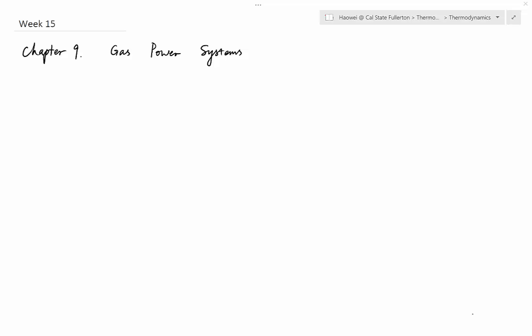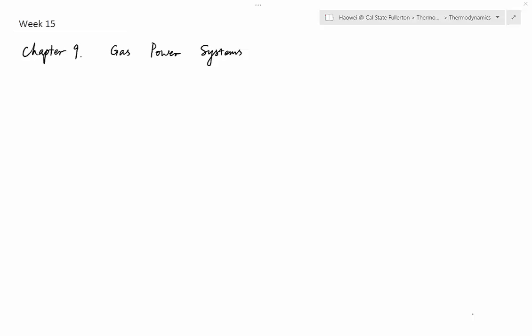Welcome to Chapter 9, Gas Power Systems. In Chapter 8, we talked about vapor power systems. That is to say, when you have a thermal power plant, how do you analyze the efficiency and everything. And now we move on to gas power systems. What is a gas power system?